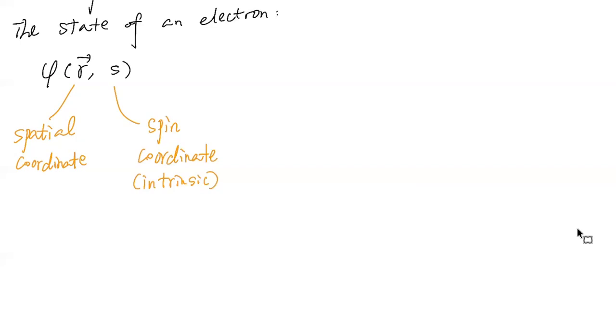So this phi is really the complete description of a single electron. And this is defined as the spatial part times the spin part. So psi of R is the spatial orbital.